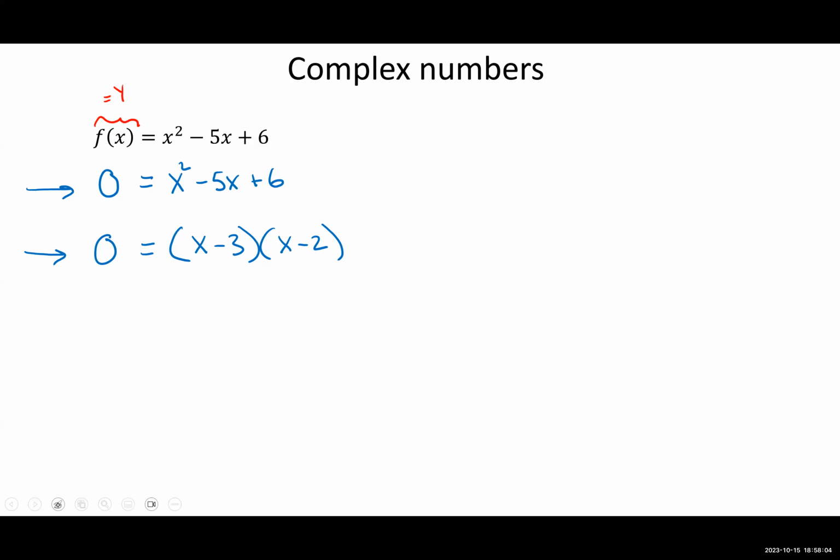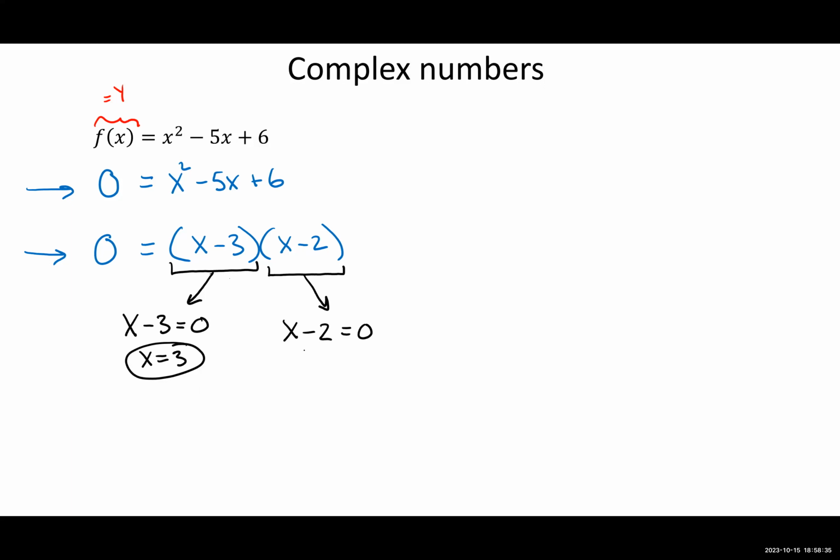So we have the zero factor theorem that says, if two things multiply together, this is thing number one, and this is thing number two, to give you 0, then either the first one has to be 0, so the x minus 3 has to be 0, or the second one has to be 0, so x minus 2 is equal to 0. So we actually get two answers here. If we add 3 to both sides, we'll get x is equal to 3. Add 2 to both sides, we get x is equal to 2.